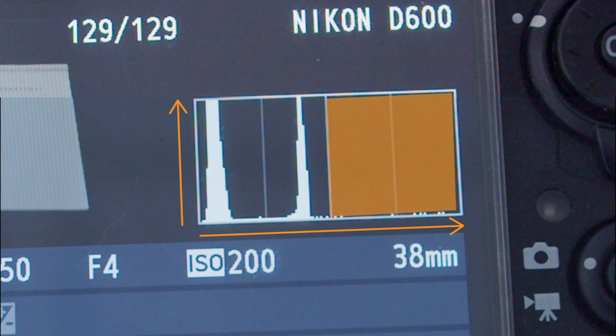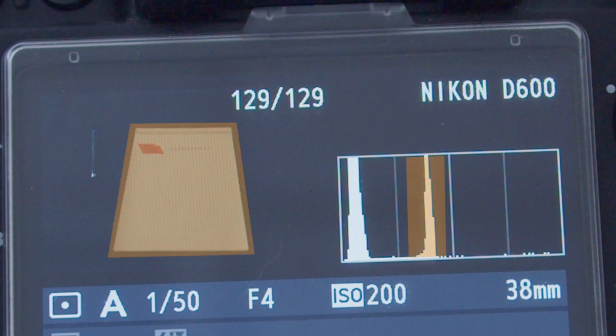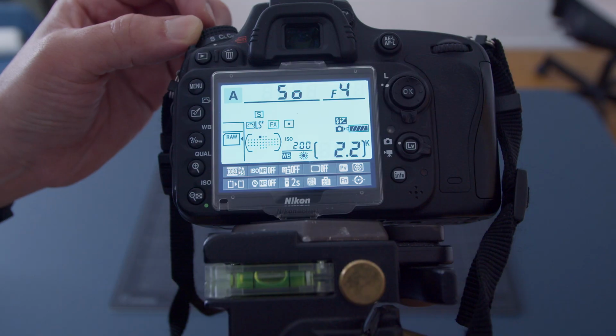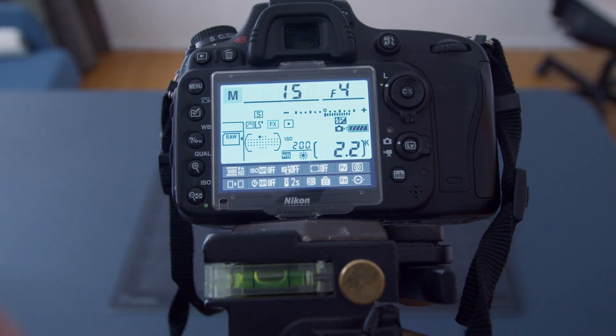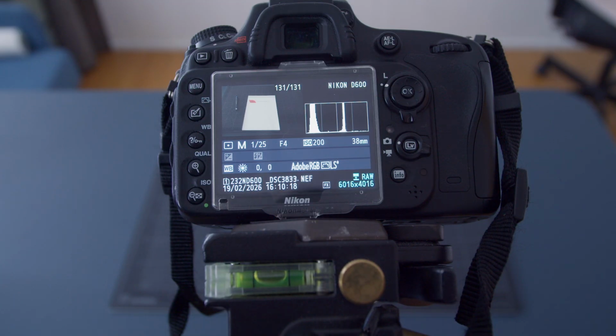The histogram also helps you to understand different areas inside the image. Here I can see that this area of the histogram represents the paper, since the paper is the brightest part of the image. The image is a bit too dark to my taste and the paper could be brighter. So I switch to manual mode and change my setting from f4 and 1/50th of a second to f4 and 1/25th of a second. Notice how the histogram shifts to the right.